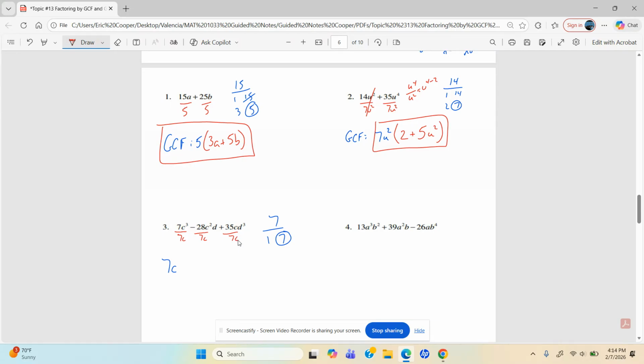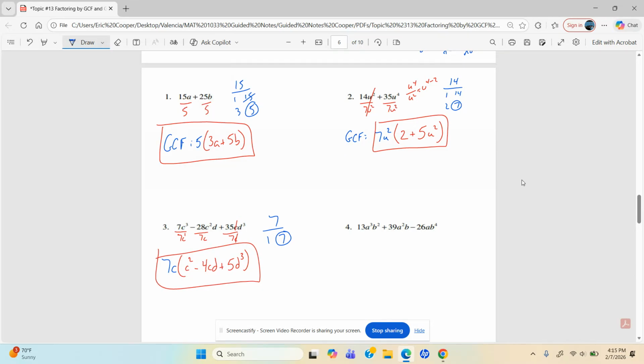So I'll take all the terms and divide them by 7c. 7 divided by 7 is 1. c3 minus c1 is c squared. Negative 28 divided by 7 is negative 4. I have 2 c's. I take away 1. I've got 1 c left. The d I didn't do anything with, so it comes down. 35 divided by 7 is 5. I have 1 c. I take it away. I don't have any c's left. And I do nothing with the d's. It comes down as part of the answer.